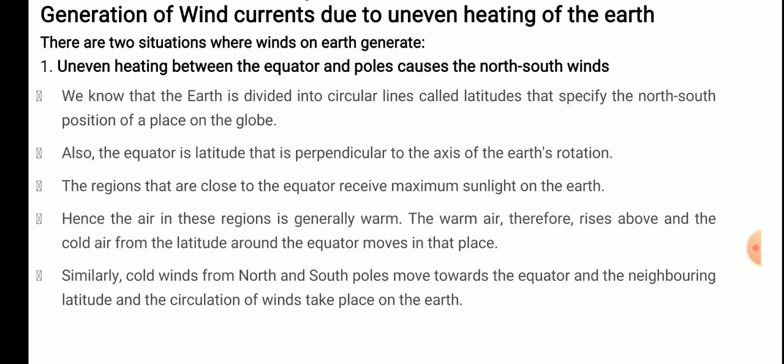The regions that are close to the equator receive maximum sunlight on the earth. Means at the equator and the places near the equator, the sun is just overhead. So, the maximum heat radiation reached on the earth is near the equator. Why? Because the sun is overhead over there.